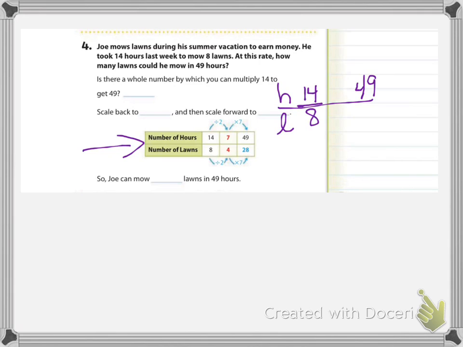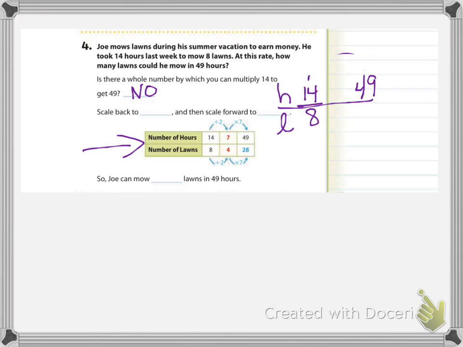So the first question over here says, is there a whole number by which you can multiply 14 to get 49? The reason why they're asking that question is they're saying, well, what can you do to 14 to get to 49? Well, there isn't any whole number that you can do that. It's not going to look pretty. So therefore, this question is no. There's no whole number you could multiply 14 by to get 49.